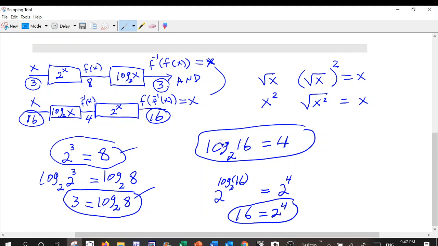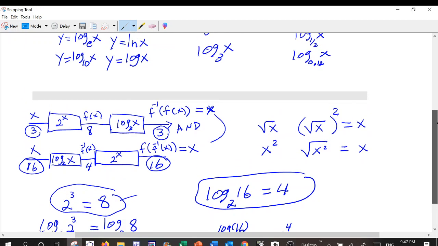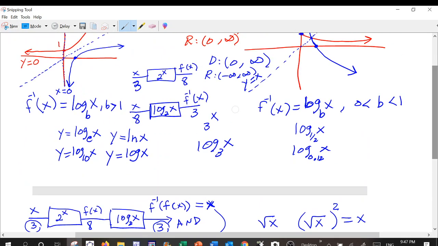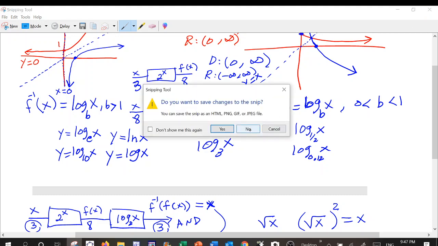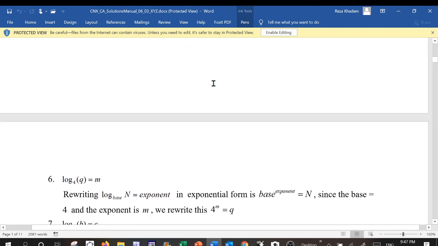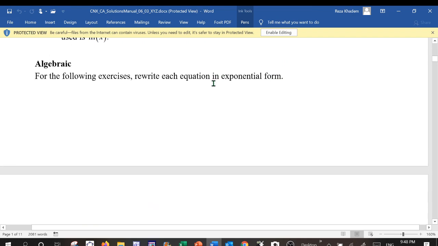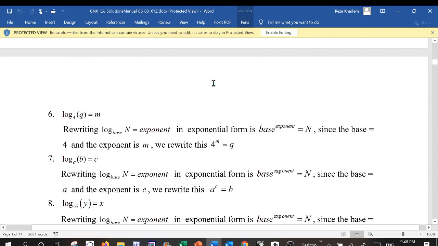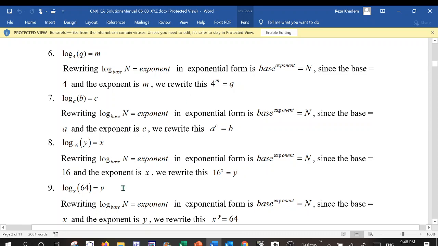So this is pretty useful in solving logarithmic and exponential equations. Okay, we're going to use this idea. So let's do some examples here now. For the following, rewrite in exponential form. So let's do a few of these.